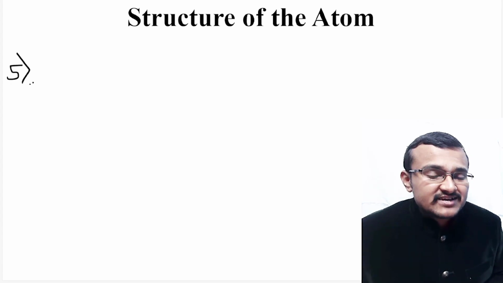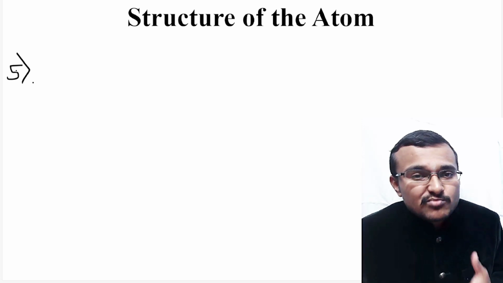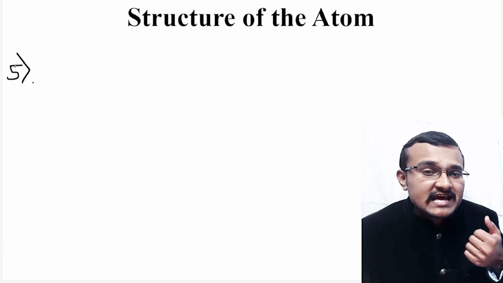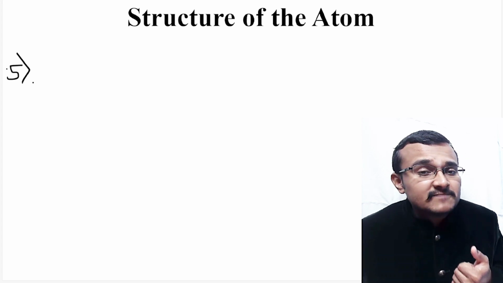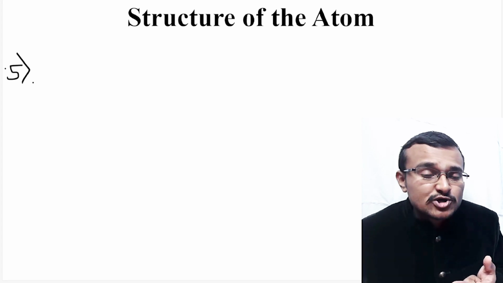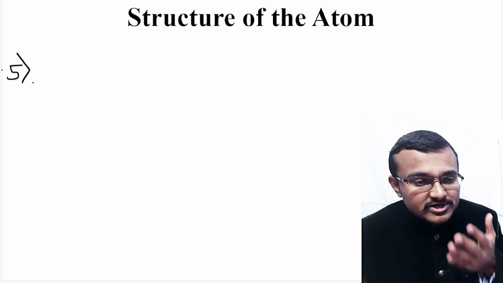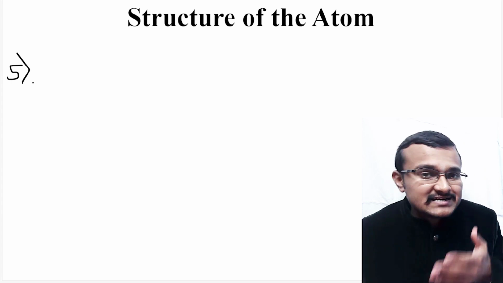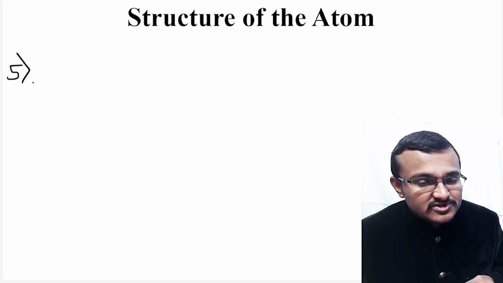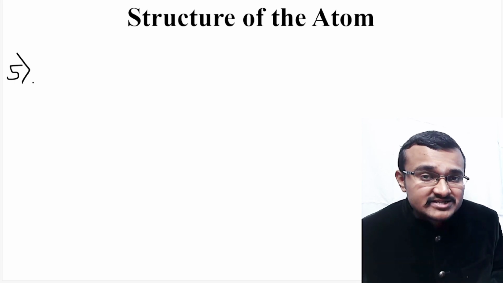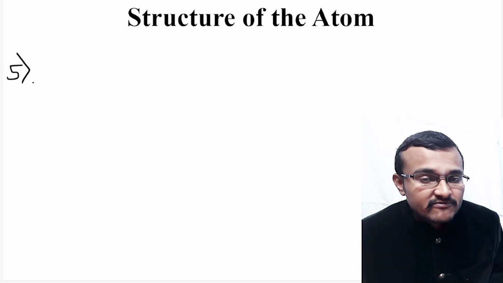Coming to the fifth question, here you have to explain all the models which are actually discussed in this particular chapter. So you can refer to my previous video where I have explained J.J. Thomson's atomic model, and I have also explained Rutherford's atomic model, and I have also explained the Bohr model of an atom. So in Rutherford's atomic model and J.J. Thomson's atomic model, stability of atom was not explained. In Bohr's model, he came up with an idea of discrete orbits and hence explained the stability of an atom.